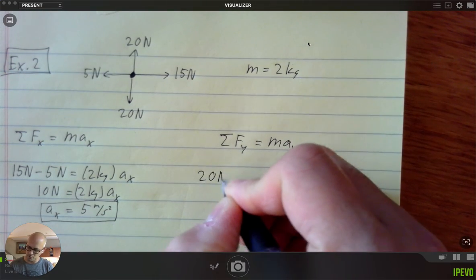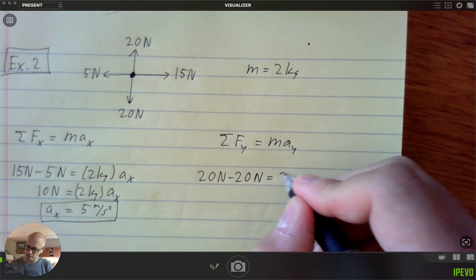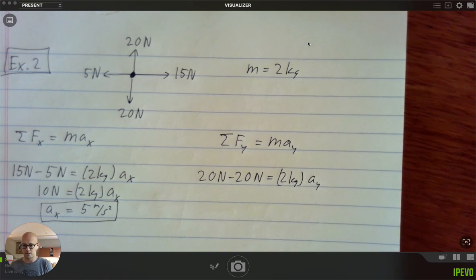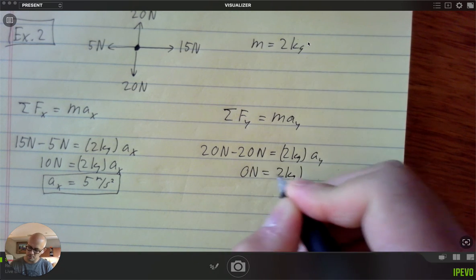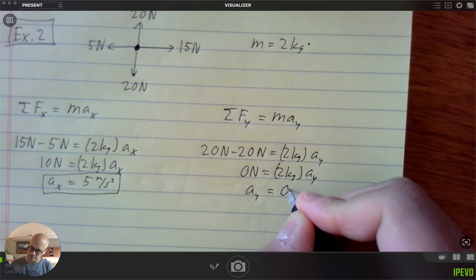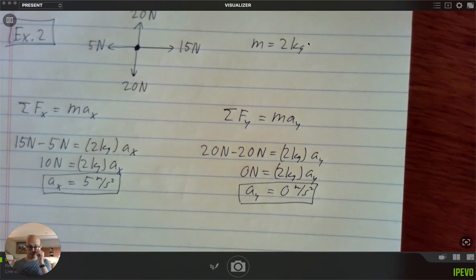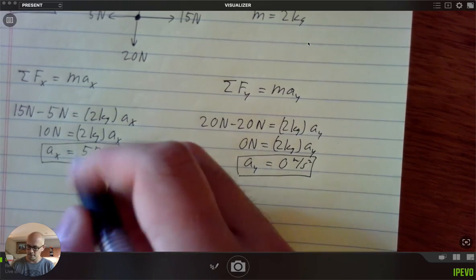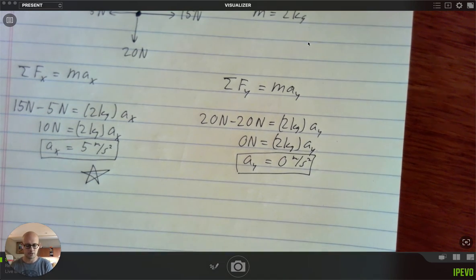In the y direction, the net force is up minus down. And so you should write this out, but you should also know that obviously 20 minus 20 is 0. 2 kilograms is the mass, and acceleration in the y direction is our variable. So 0 newtons equals 2 kilograms times acceleration, which means the acceleration in the vertical direction is 0 meters per second squared. So this object is accelerating in the x direction. It is not accelerating in the y direction. You would report this number as the acceleration and identify it as the x direction acceleration.